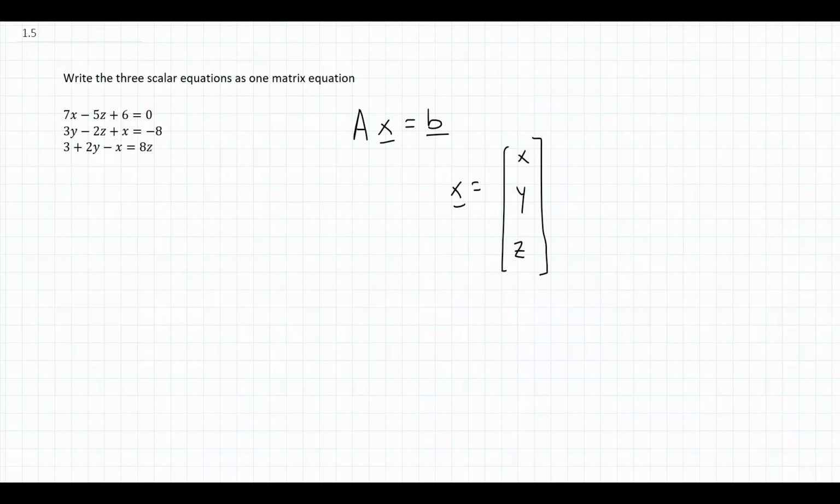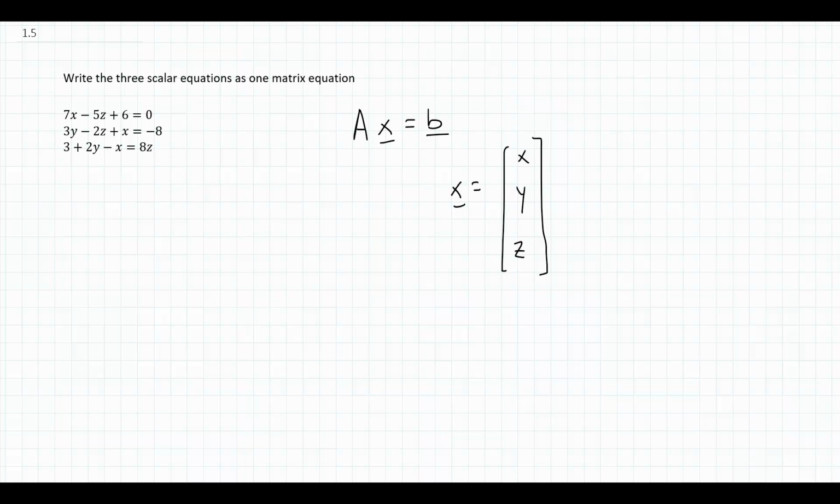So let's take these three equations, and first I want to rewrite them still in scalar form, but in a practical, consistent order. So I want to reorder them so that my variables are on the left in the same order as this x vector, so the x, the y, and then the z term, and I want to put my constant term on the right-hand side, if I have one.